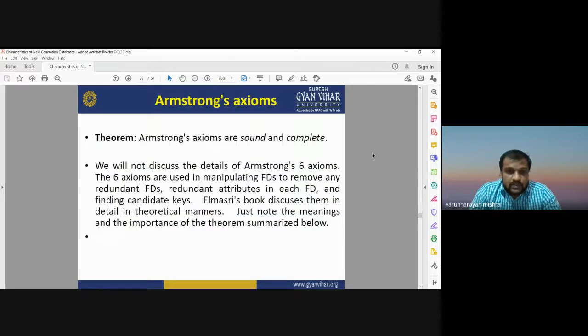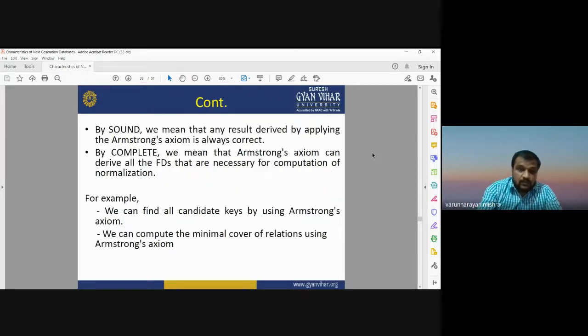Armstrong axioms. It's a theorem that, based on Armstrong's axioms, are sound and complete. We will not discuss the details of Armstrong's axioms here. The axioms are used in manipulating the functional dependencies to remove or avoid any redundancies, that is, redundant attributes in each functional dependency, and in finding the candidate keys. Okay, so just note the meaning and importance of the theorem summarized below.